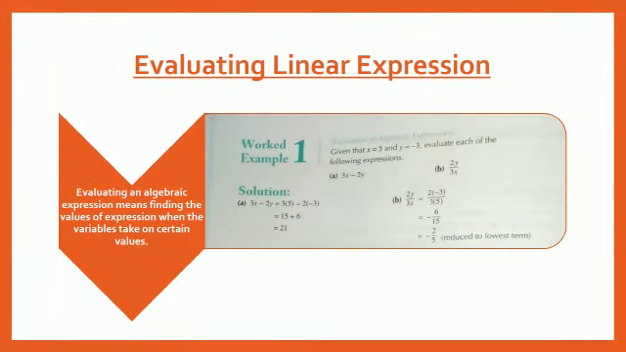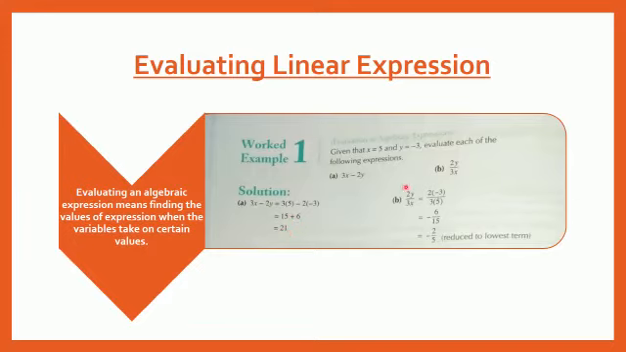Evaluating an algebraic expression means finding the value of the expression when the variables take on certain values. In worked example 1, you can see values of variables are given and you need to evaluate the given expression by substituting these values. In part A, when values are substituted, then 3x minus 2y is equal to 3 into 5 and minus 2 into minus 3. 3 multiplied by 5 is equal to 15 and minus 2 multiplied by minus 3 is equal to plus 6, and 15 plus 6 is equal to 21.